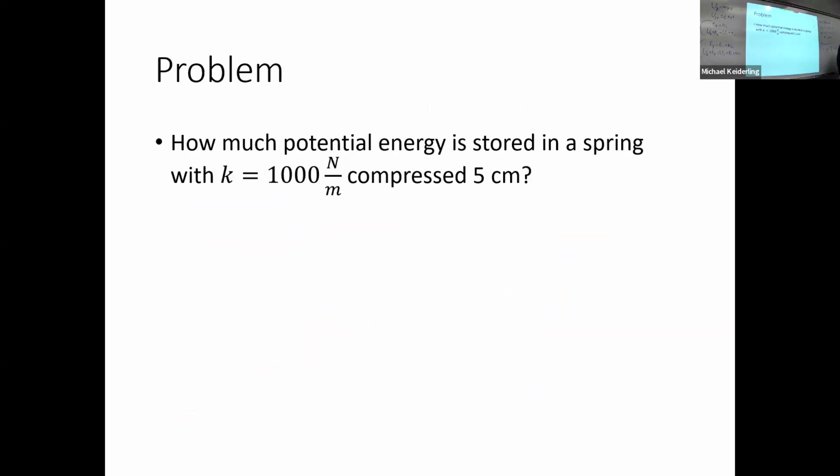So how much potential energy is stored in a spring with a spring constant of 1,000 newtons per meter that is compressed a distance of 5 centimeters? So do we note that the spring constant is in meters? In general, you want to be in meters when doing these calculations, so you will need to convert the units.